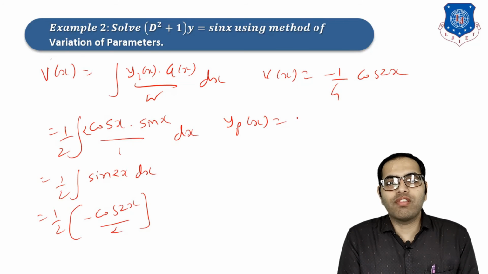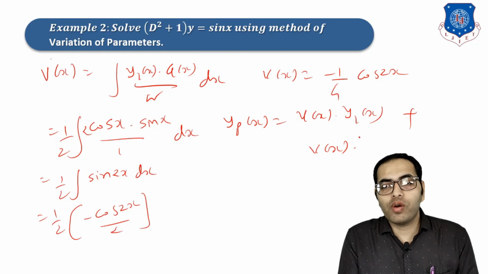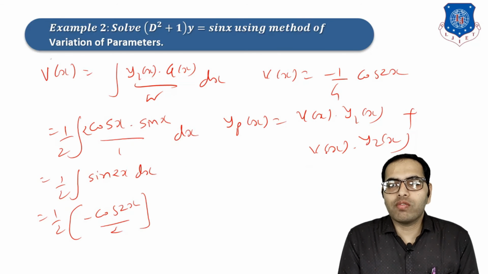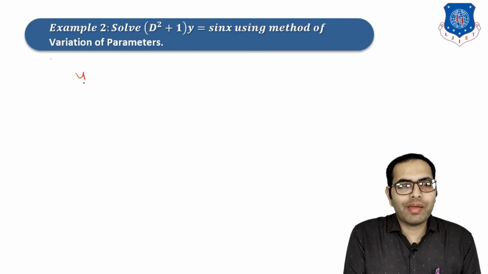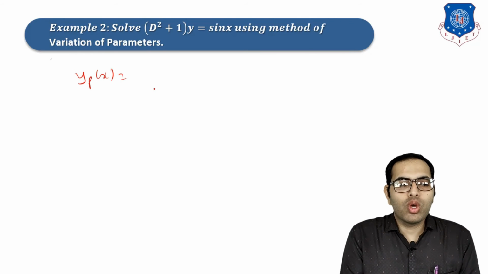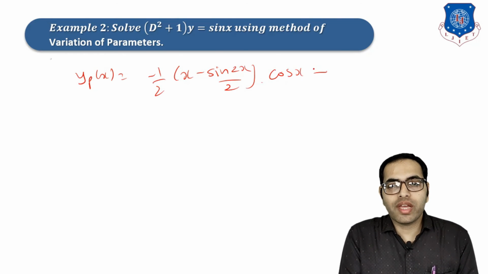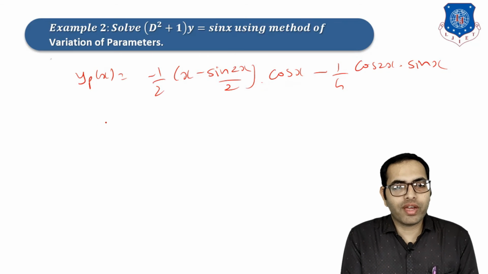Now yp of x equal to u of x into y1 of x plus v of x into y2 of x. Substituting the values of u of x, y1 of x, v of x, y2 of x in this equation, we get the value of yp. Then yp of x equal to u of x, that is minus 1 by 4 (2x minus sin 2x), into cos x minus 1 by 4 cos 2x into sin x. That is the value of yp of x.